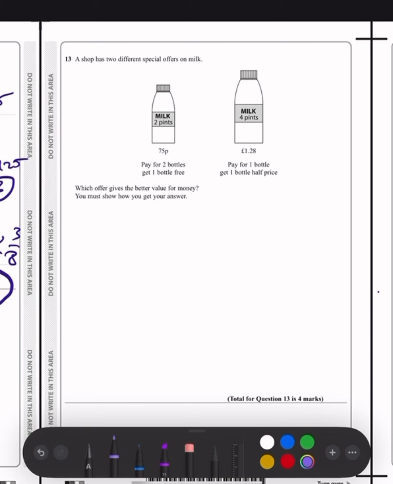we write it as 75p times 2, which gives us £1.50. And for the next one, we divide it by 2, which gives us 0.64. Okay, so now we basically know, when we write the first offer here and the second offer here, let's take a common number.